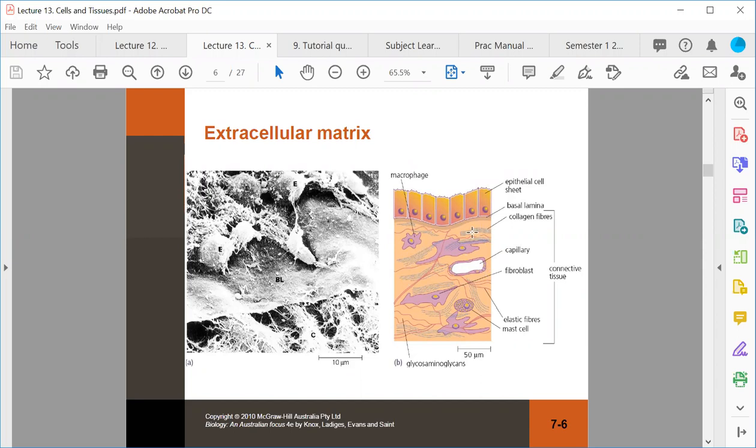Here we have some collagen fibers, and we have some elastin fibers here, these red fibers. And here we have those large polysaccharides, these fibers here, called glycosaminoglycans.